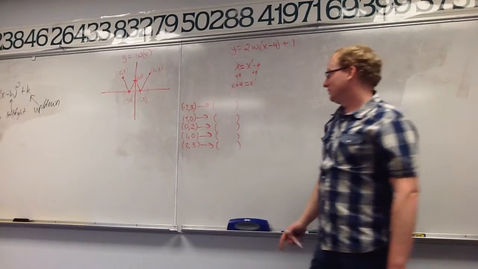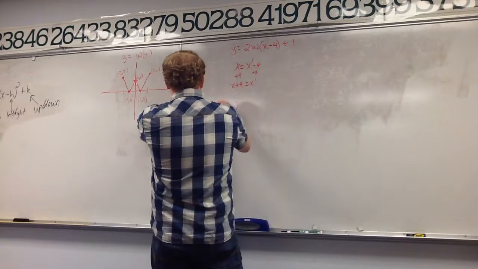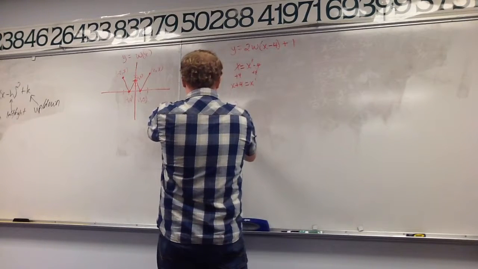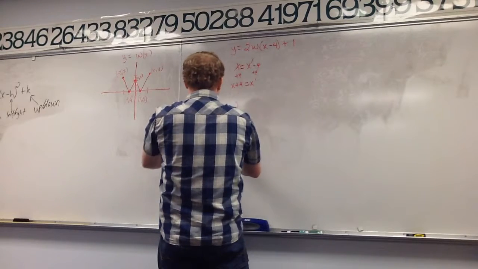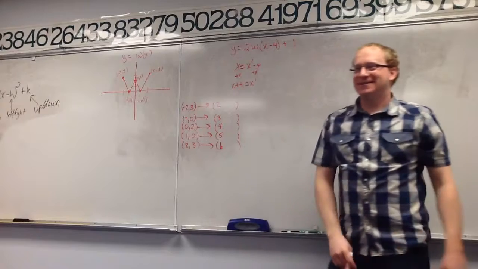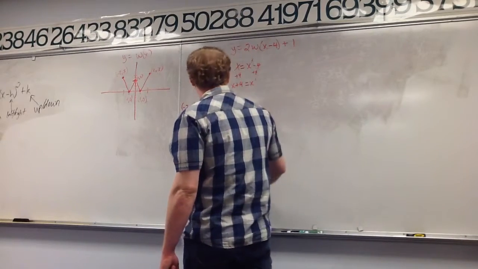So -2 plus 4. -2 plus 4 is 2. -1 plus 4 is 3, 4, whoa, 5, 6. That's cool. So those are my new x values. I'm done with that part.